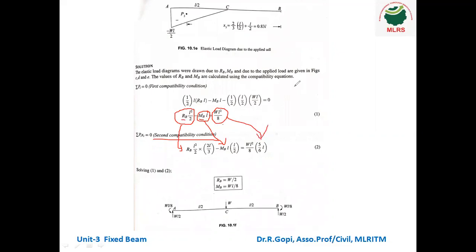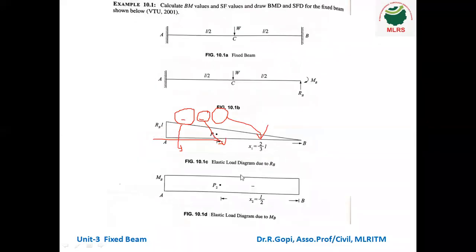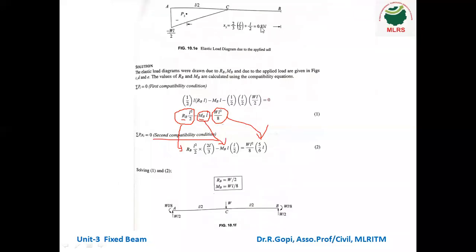Multiply by corresponding centroid. What is the centroid of first diagram? You can see here, students, centroid of first diagram, 2/3 of L. Second diagram centroid, L by 2. Third diagram centroid, it is 5 by 6. That means 0.83 L or 5 by 6 L.